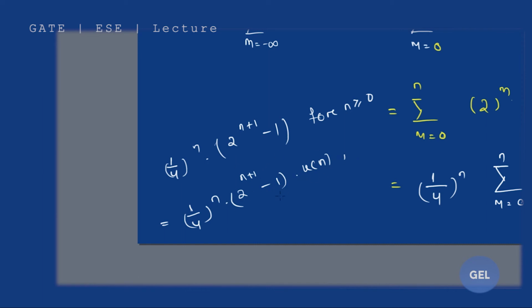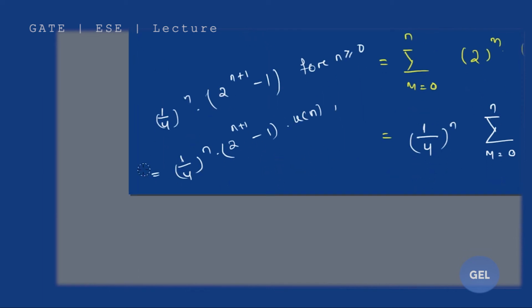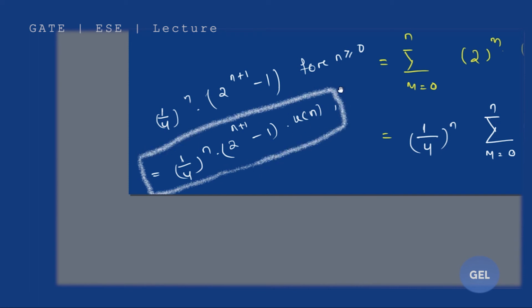Clear? This will be your answer, multiplied by u[n]. I multiplied by u[n] in order to account for the condition n greater than or equal to 0.